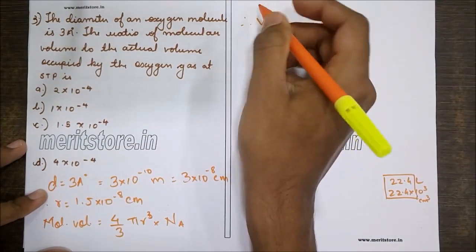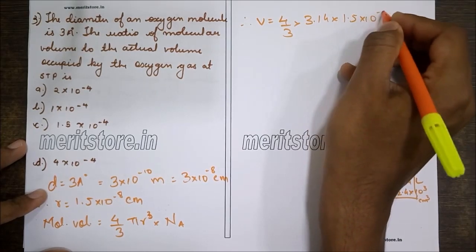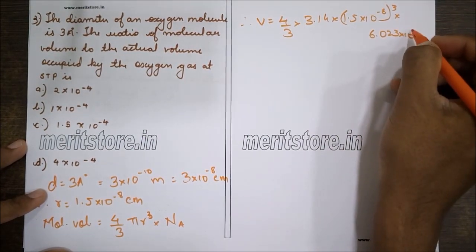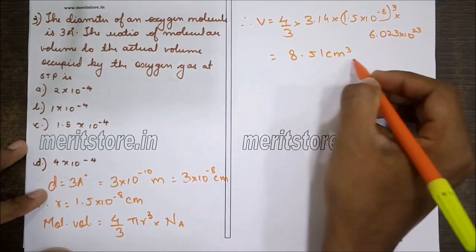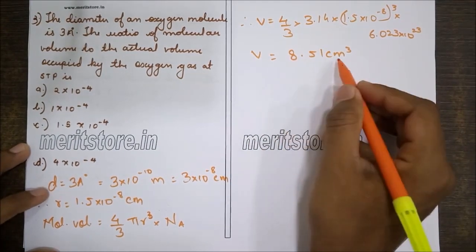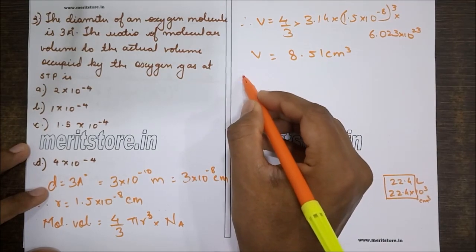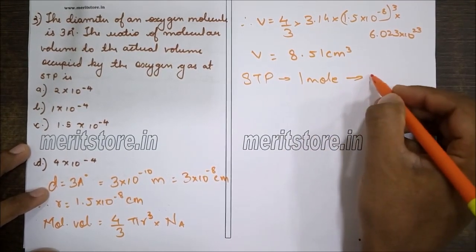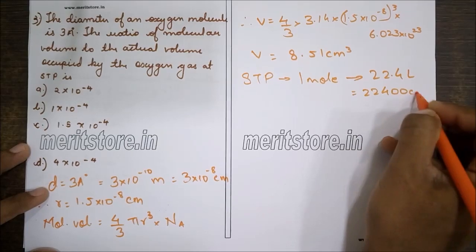So this molecular volume comes out to be 4 by 3, pi is 3.14, radius we found it as 1.5 into 10 raised to minus 8 cube times Avogadro's number, 6.023 into 10 raised to 23 molecules. So this value comes out as 8.51 centimeter cube. So therefore the volume occupied by molecules in 1 mole of a gas is 8.51 centimeter cube. However, due to the movement of molecules, the volume occupied at STP by 1 mole of any gas is 22.4 liters, that is nothing but 22,400 centimeter cube.